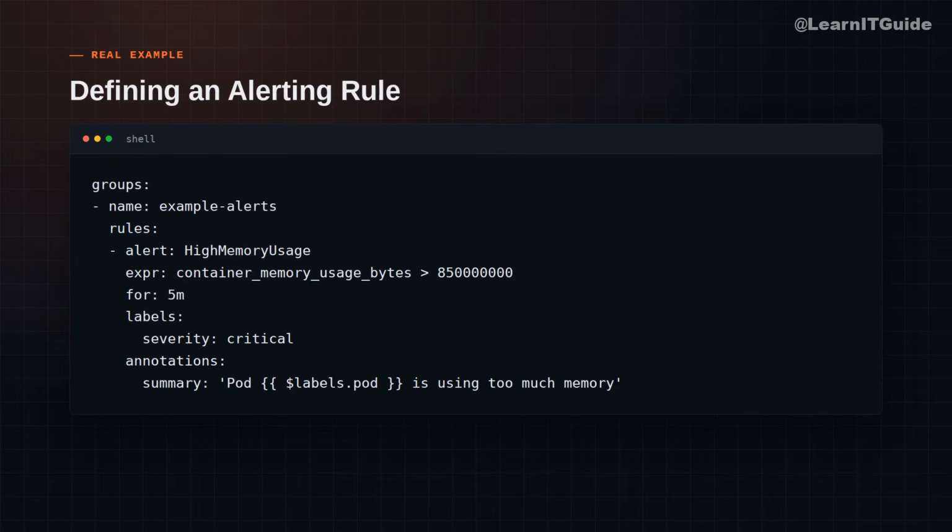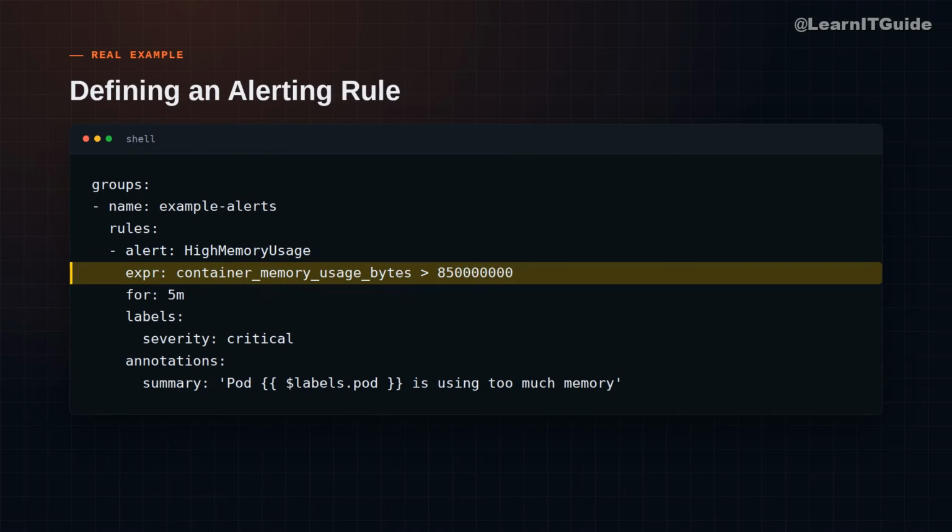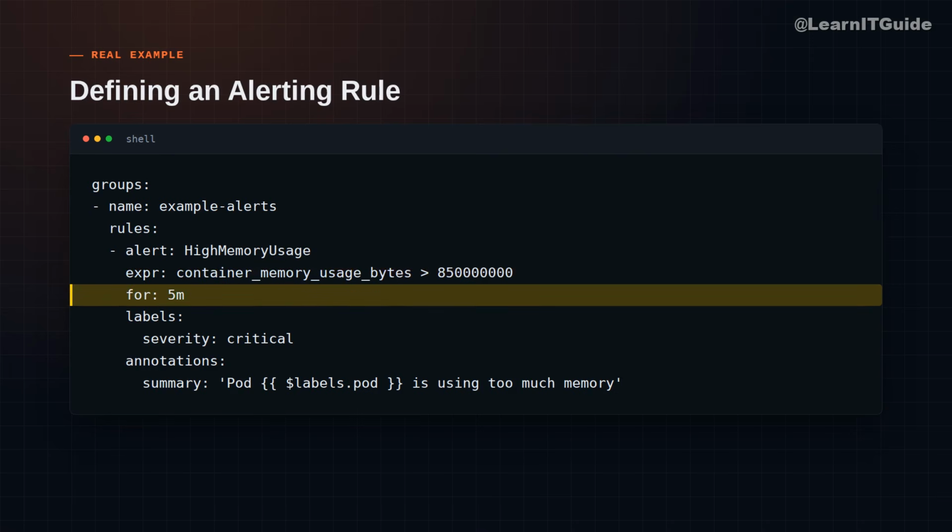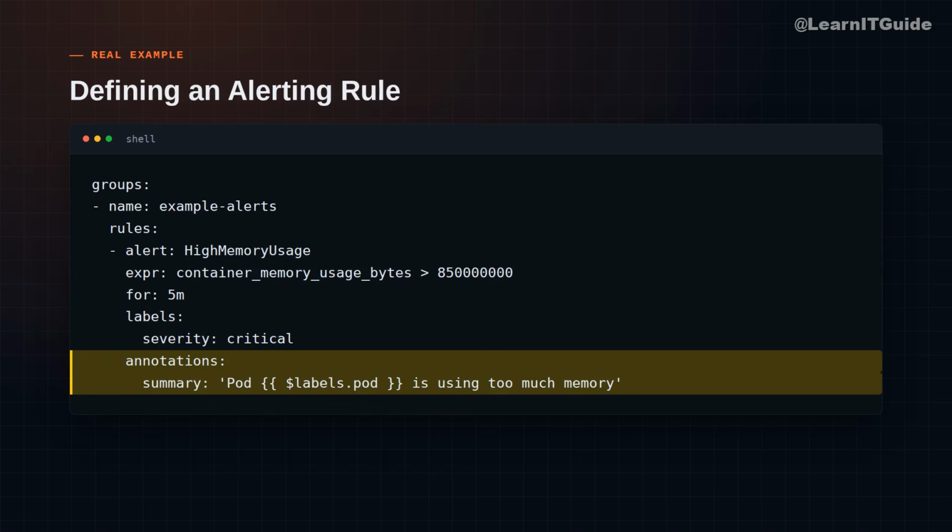In production, you need alerts. Here, we define a high memory usage alert. We check if usage exceeds 850 megabytes for 5 minutes. We include a label for severity and a descriptive summary. The 5-minute duration is critical. It prevents alert fatigue from minor temporary spikes.